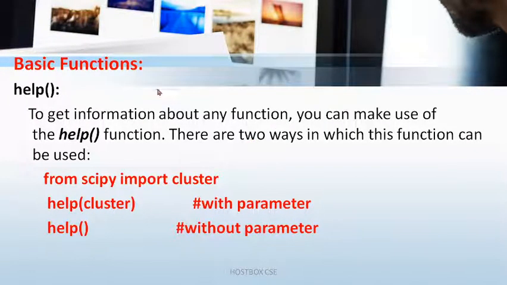Now, basic functions. When you go for basic functions, how do you know whether Python supports all these things or not? We can use a function called help. That is to get information about any function. You can make use of the help function. There are two ways in which this function can be used.